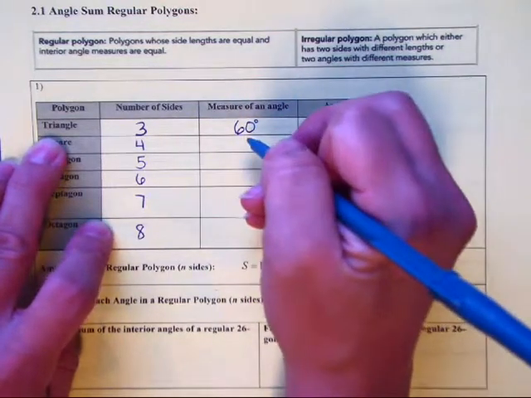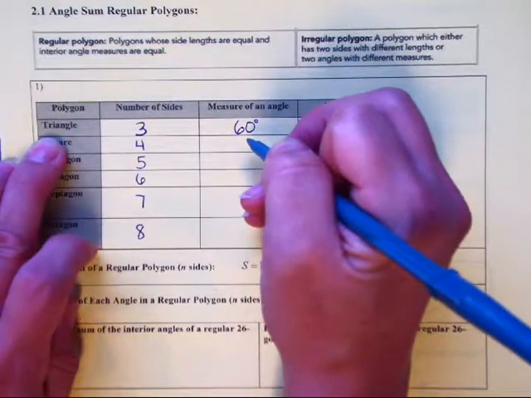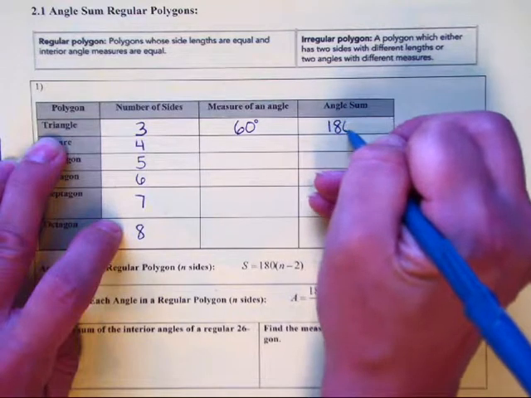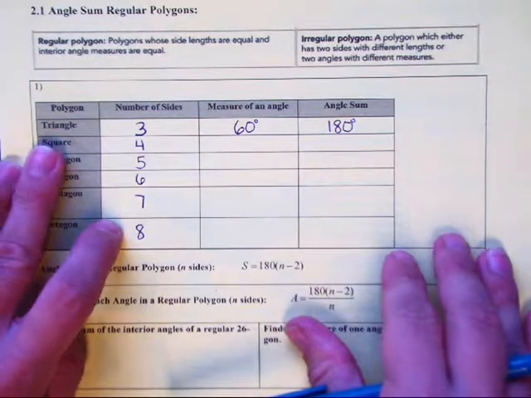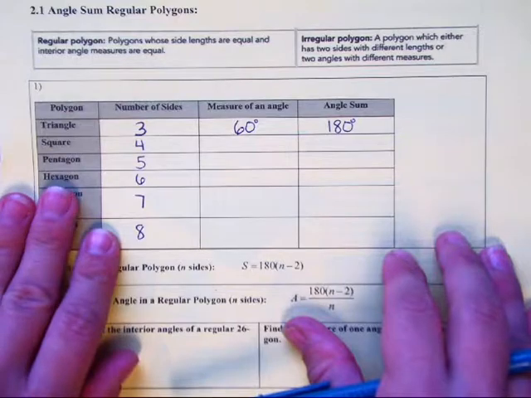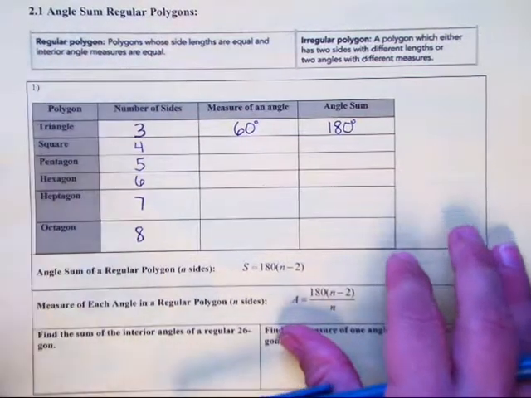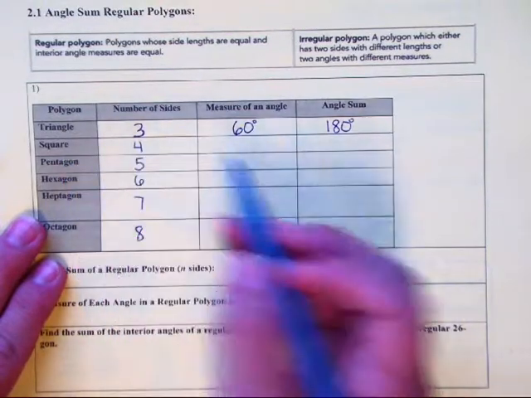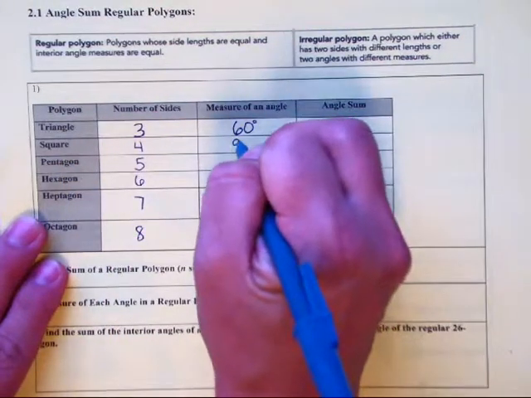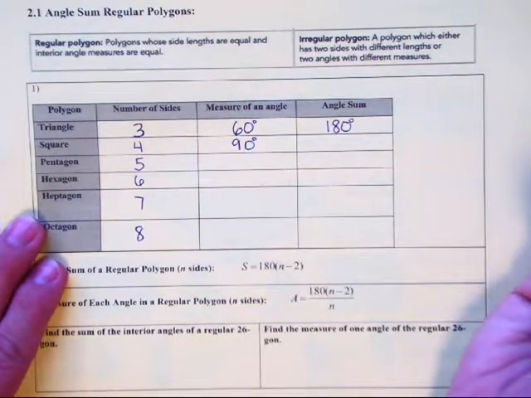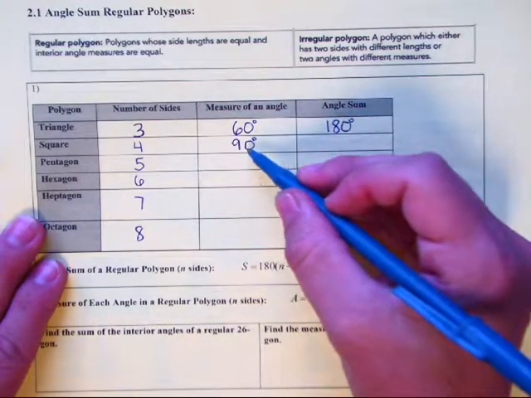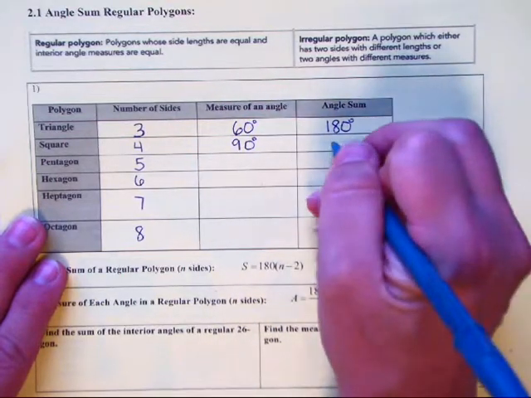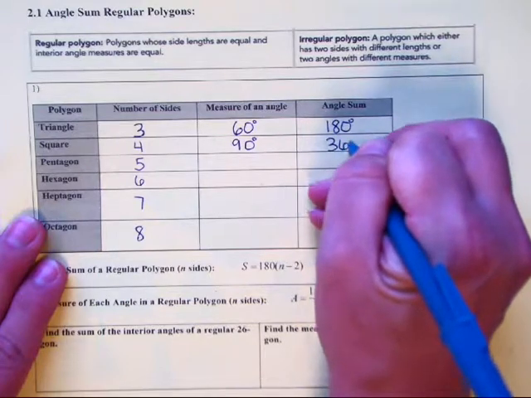Then when you add those angles up, they would be 60 plus 60 plus 60. There would be 3 of them. Triangles always total up to make 180 degrees. Now a square. We know they have the 4 sides. All 4 angles in a square are 90 degrees. When you have 90 degrees on 4 angles, when you do 90 times 4, or if you add 90 4 times, you're going to get 360 degrees for your angle sum.